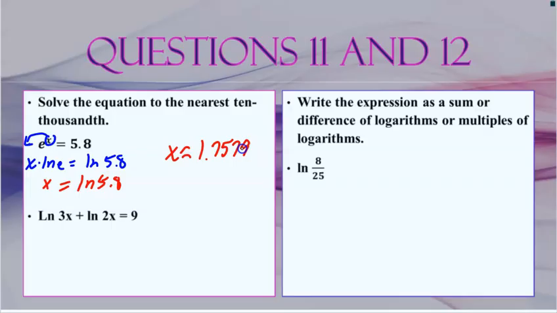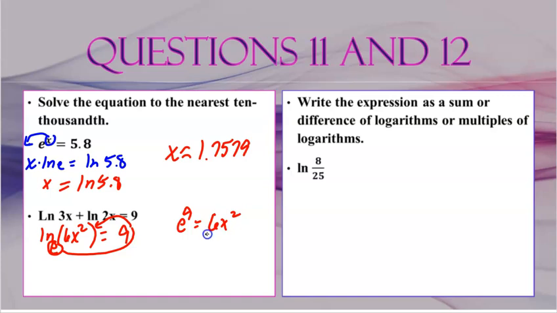The next one, we have natural log of 3x plus natural log of 2x equaling 9. We want to put it under 1. So this would be the natural log of 6x squared equaling 9. Now to undo this, this is already a natural log form. We need to put it in exponential form. So this is base e. So we're going to take e to the 9th power, and that's going to equal 6x squared.